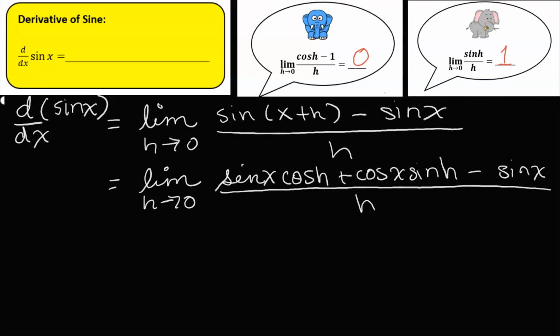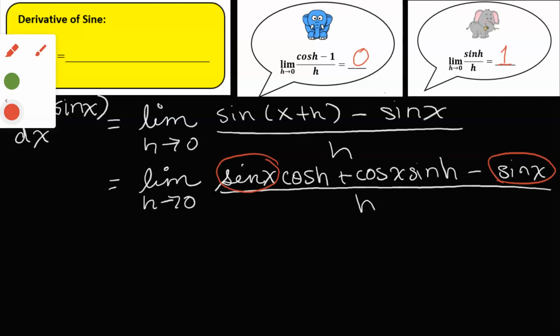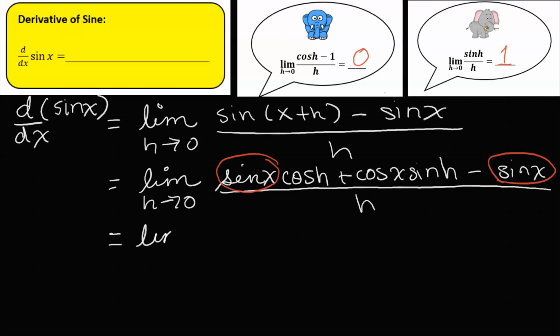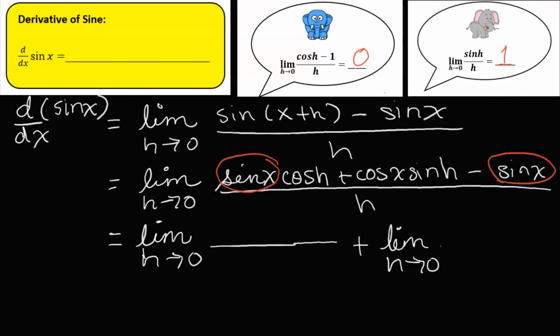When we are looking at this, there are two terms that have a sine x. So I'm going to go ahead and factor out the sine x. Limit as h goes to 0. And I'm going to go ahead and separate the limit, because the limit of a sum is the sum of the limits. And this is over h, this is over h.